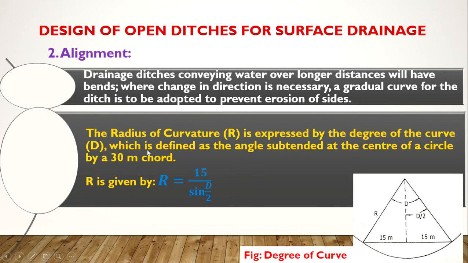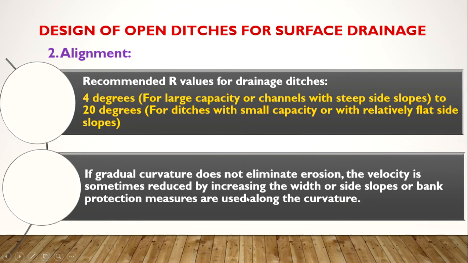The radius of that curve is known as the radius of curvature, which can be given by the equation R = 15 / sin(d/2), where d is the angle of that turn. And the recommended values for d are 4 to 20 degrees: 4 degrees for large capacity channels with steep side slopes, and the maximum value of 20 degrees can be given to small capacity channels with relatively flat side slopes.